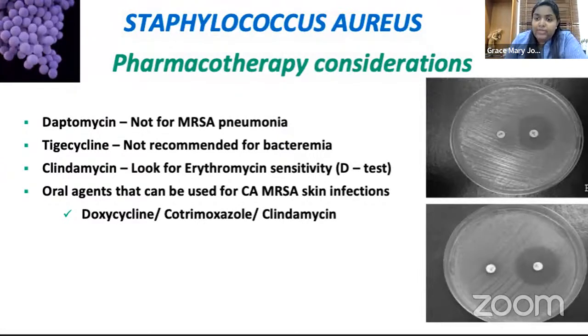Now, when you have people who are coming with small, mild skin infections, which are community acquired, oral options like doxycycline, cotrimoxazole, and clindamycin are very good choices that you can give.